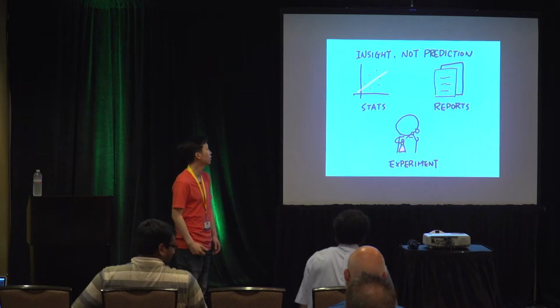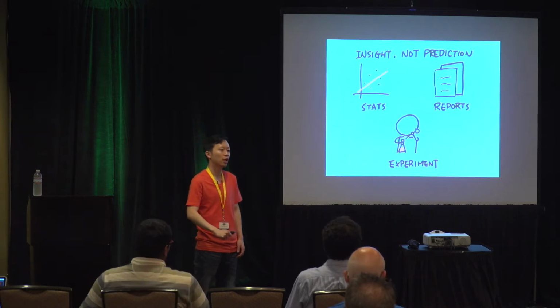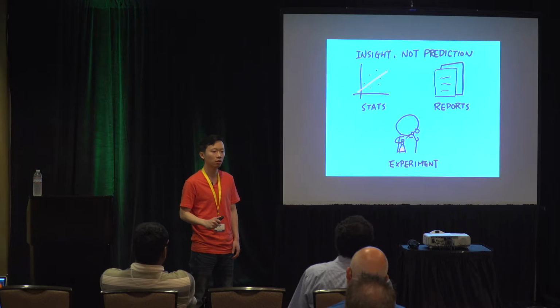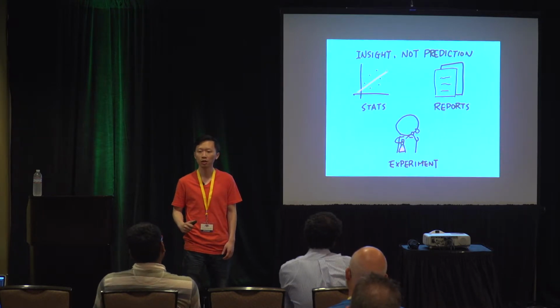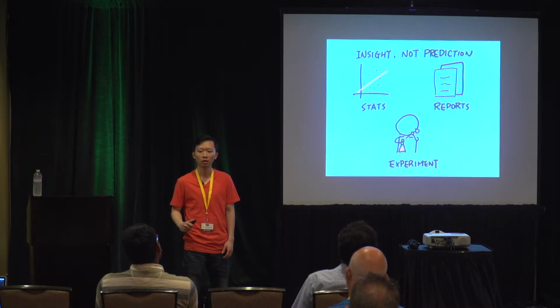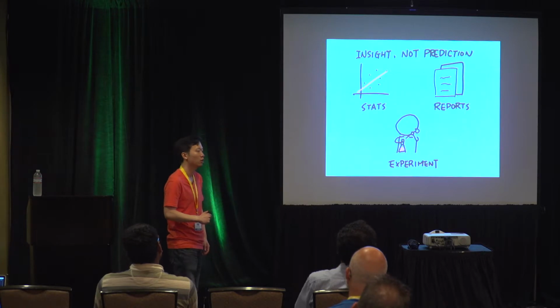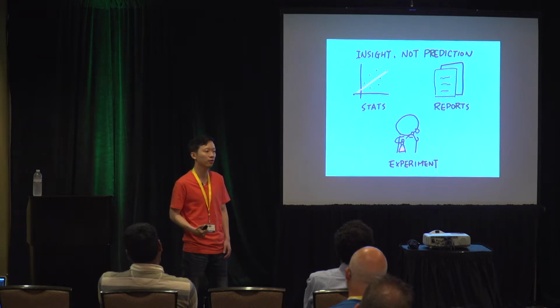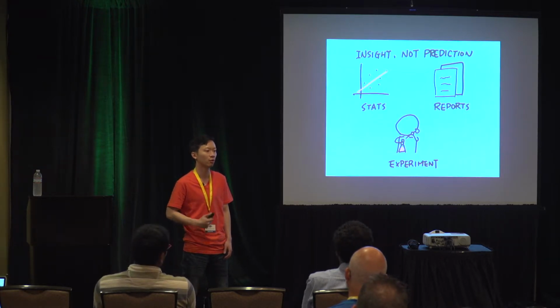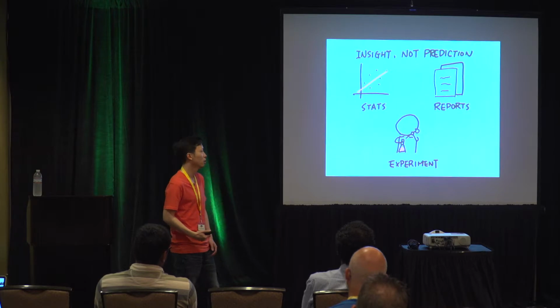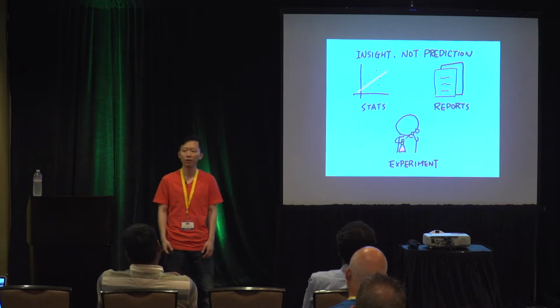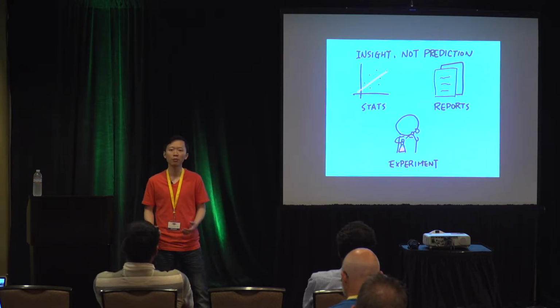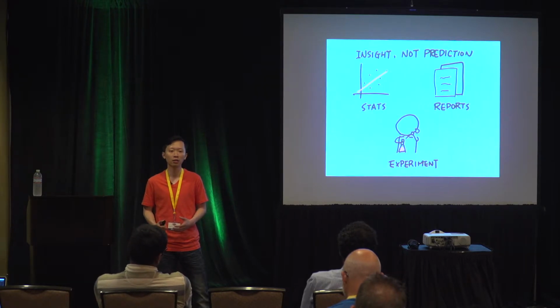In that case, a lot of people will say we want insight and we are not looking for prediction. For that type of problem, maybe statistics can help you. Maybe how you can help the business is building some reports, automating some reports for your team. Or maybe you can run some experiment in the field. Those are great ways to help you understand the data.